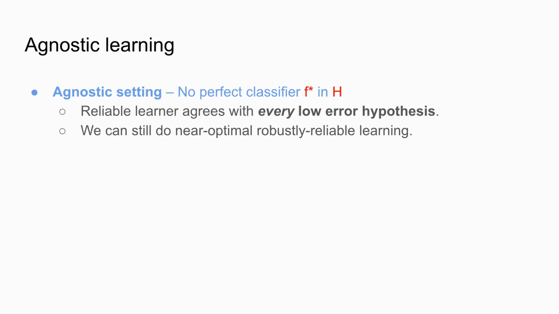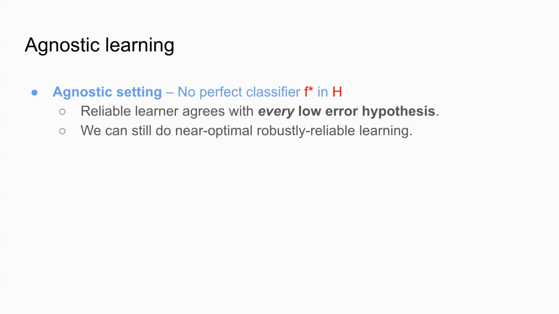Another extension that we're able to provide is to the agnostic setting. So remember, initially I made this seemingly strong assumption that F star, the target concept, lies in the concept space H, but in general, there's maybe no classifier which achieves perfect or zero error on the data that we observe. So can we still get reliable learning in this setting?